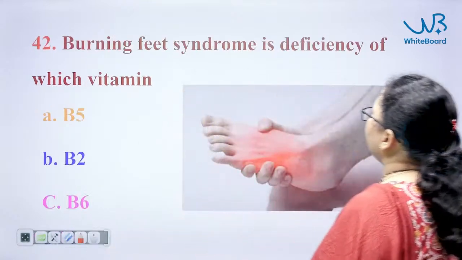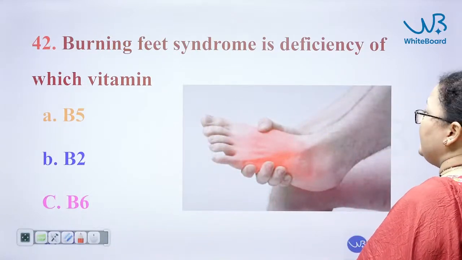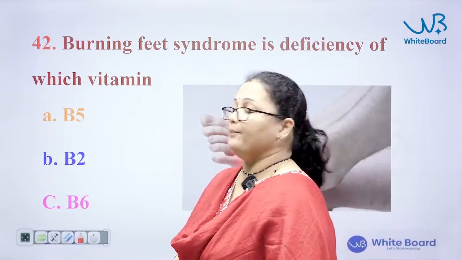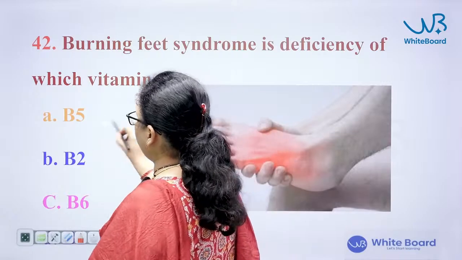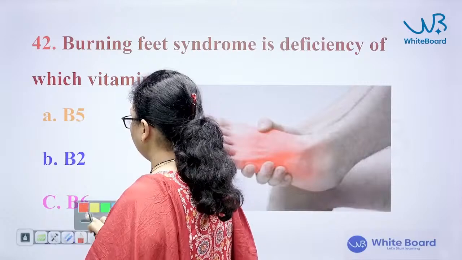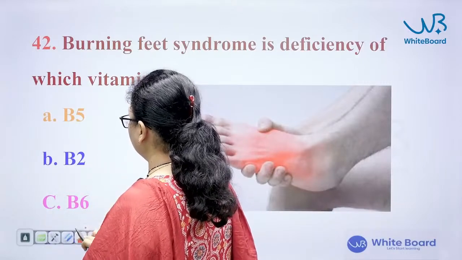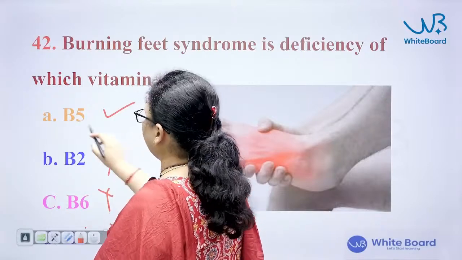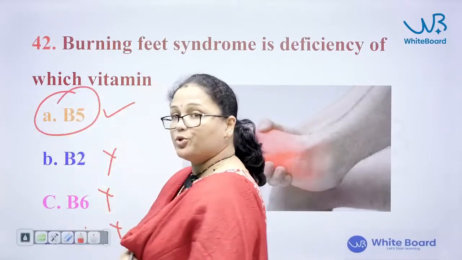Next, burning feet syndrome deficiency is seen in which type of vitamin? Okay, B5, yes. B5 yes, B2 no, B6 no, and B1 no. Okay, so the correct option is the option A.